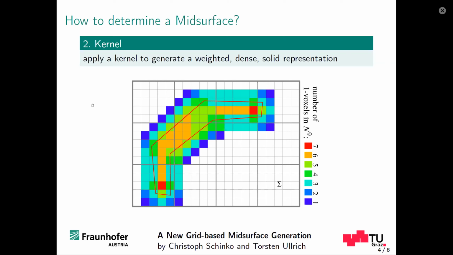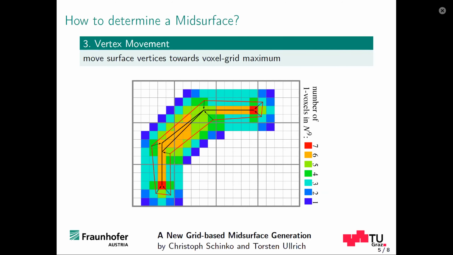That brings me to the third stage of the pipeline, the vertex movement. In the third step, the vertices of the input mesh are moved towards the voxel grid maximum. This is an iterative process, and the vertices are moved one voxel at a time, basically. This is done until no further improvement can be obtained, or until the path exceeds the greatest distance between two opposing surfaces, which is one of the input parameters.